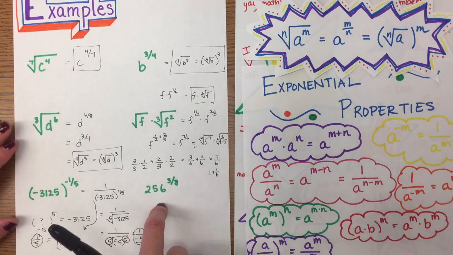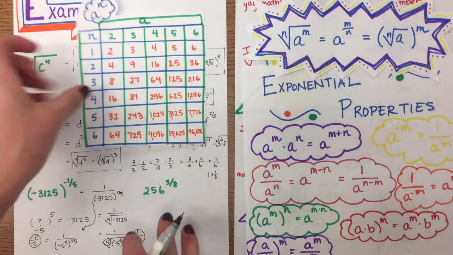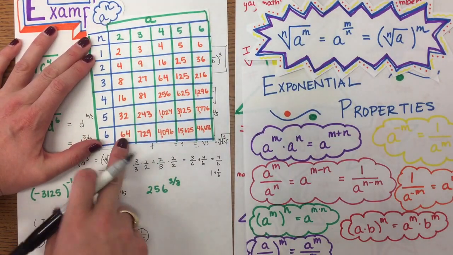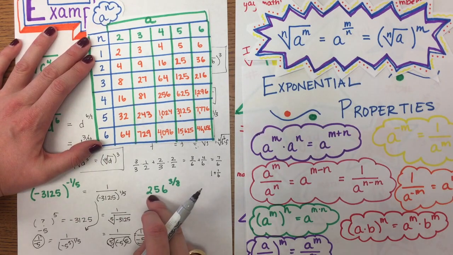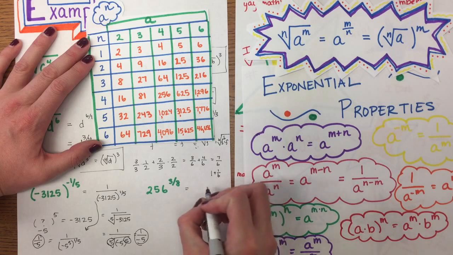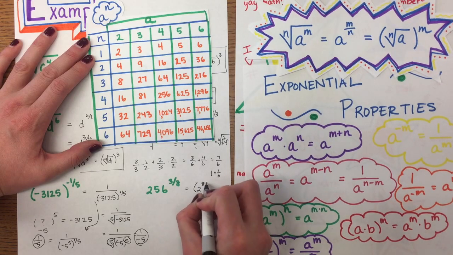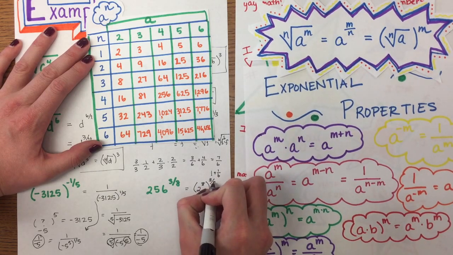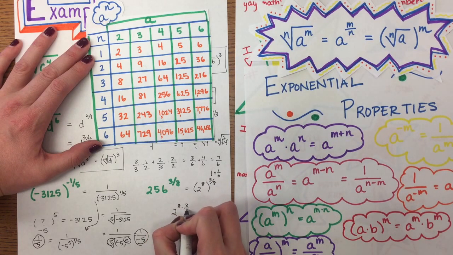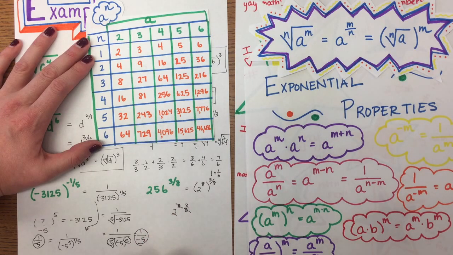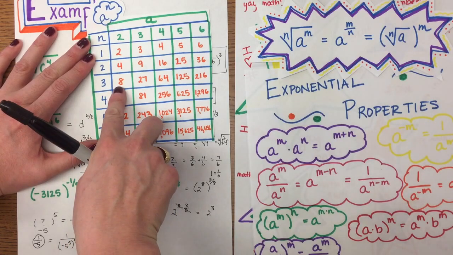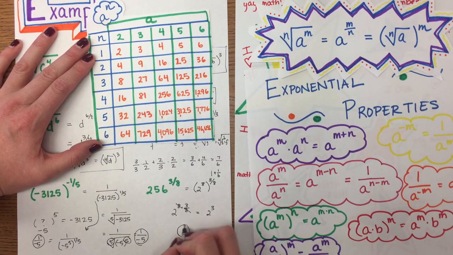I go through a similar thing for 256. If I pull my table back out, I don't actually have 256 here, but if I keep going with this, 256 is 2 to the 8th power. If I take 2 to the 8th power and I raise it to 3/8, this is the same thing as 2 to the 8 times 3/8. Those 8's cancel because I have an 8 in the numerator, 8 in the denominator, and I get 2 cubed. 2 cubed is 8, so my answer here is 8.